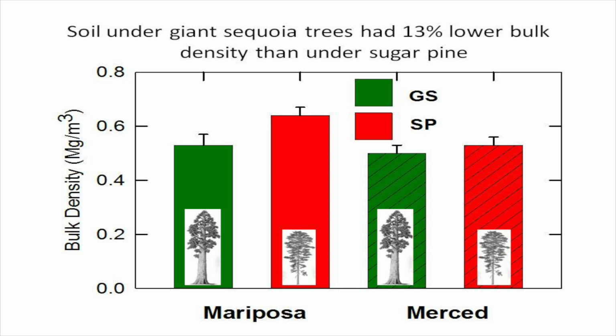So the next two slides that I'm going to show you have a similar format. The soil data from under the giant sequoia are shown in green. The soil data from under sugar pine are shown in red. The data from the Mariposa Grove is on the left-hand side, and the data from the Merced Grove are on the right-hand side. So as you can see, the bulk density of the soil underneath giant sequoia is quite a bit less than it is under sugar pine. And this is due to the higher soil organic matter content under giant sequoia trees.